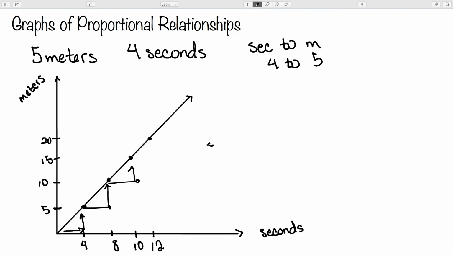So the unit rate, 5 over 4 meters for 1 second, corresponds to the point 1 second and 5 over 4 on our graph. That does actually correspond to a point. But also, if you move along the graph, as you move to the right 1 unit, you move up 5 over 4, just like we should expect from our ratio.